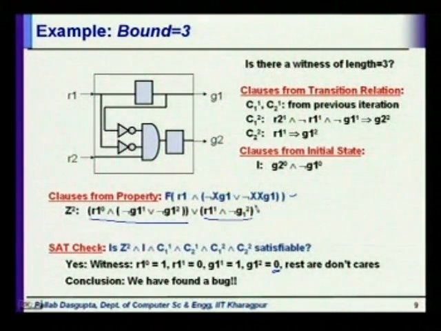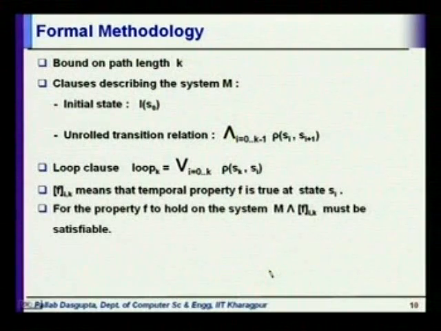Now what is the formal methodology? The formal methodology is that we have a bound on path length k, we have clauses describing the system M which has the initial state clauses which describe the initial state, they are Boolean clauses, and then we have the unrolled transition relation, the clauses derived out of the transition relation. And then there is an interesting thing, we need a loop clause.